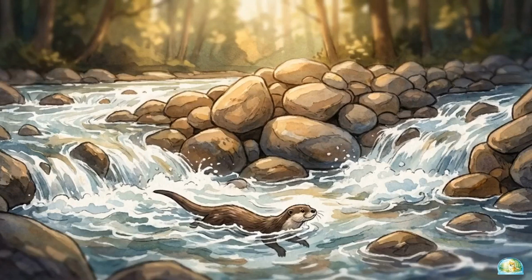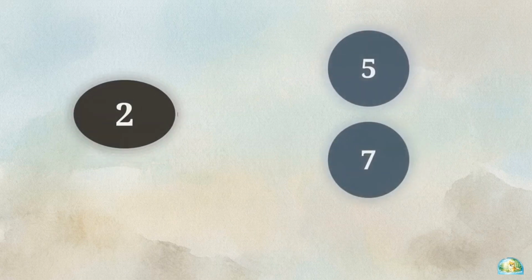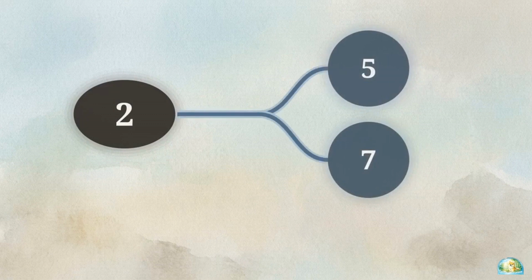Here at the input bank, she faces an immediate dilemma. The stone path suddenly splits. Read the math on the stones. A relation pairs input 2 with distinct outputs 5 and 7. Can this be a function?